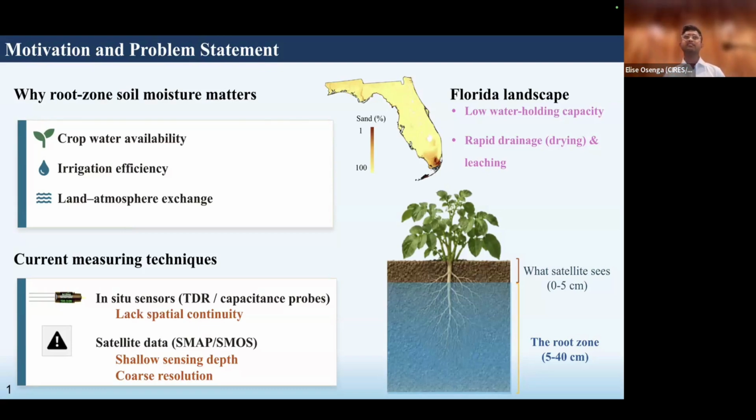And with this context, it becomes even more important in the Florida landscape, where most of the landscape is sandy, which has low water holding capacity and rapid drainage. So in this scenario, root zone soil moisture is very critical. And this is the diagram which depicts what the satellite sees and where the actual active root zone lies.